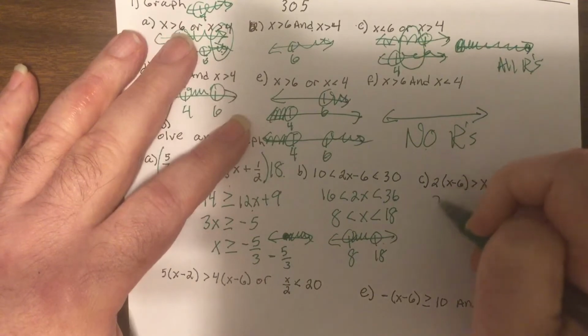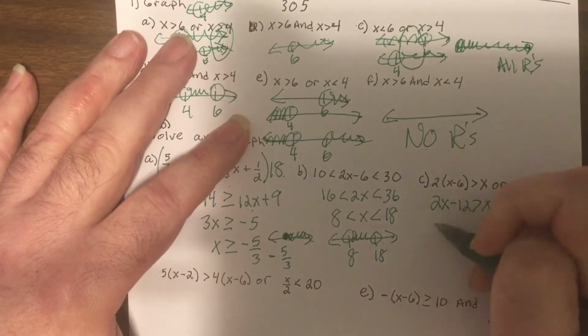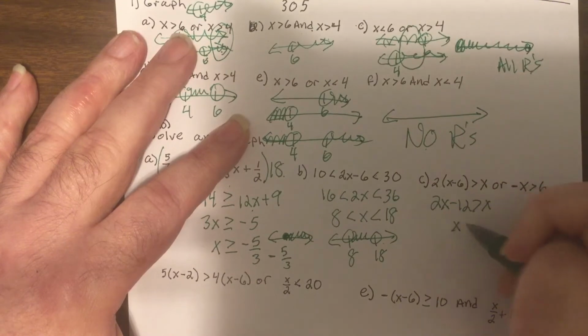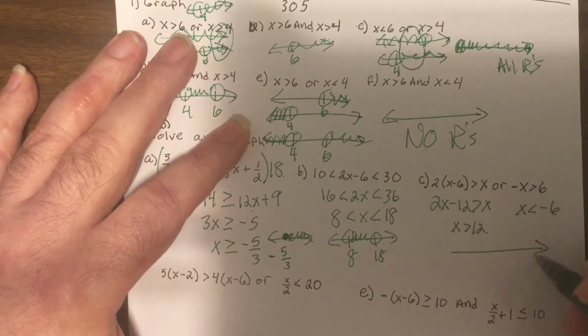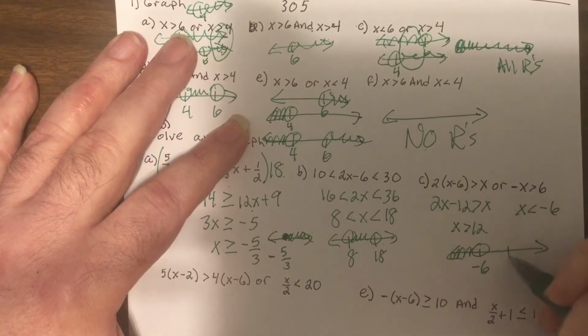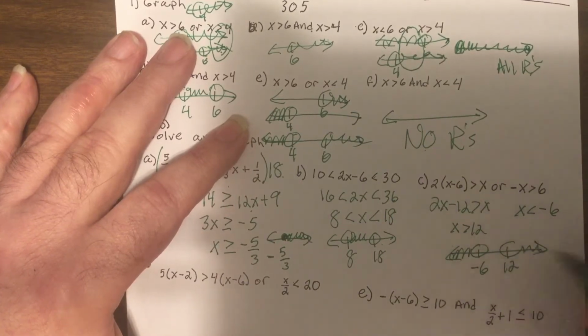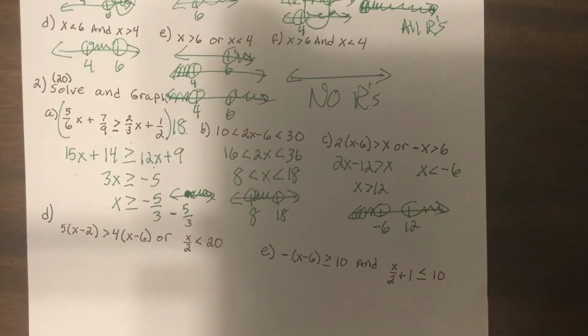Here, distribute the 2. Subtract x, add 12, so you get x is greater than 12. Here, take the opposite. Now remember, or is wherever there's shading. So it includes both. Oops, am I off the page? I apologize. Gotta watch the screen and the page.